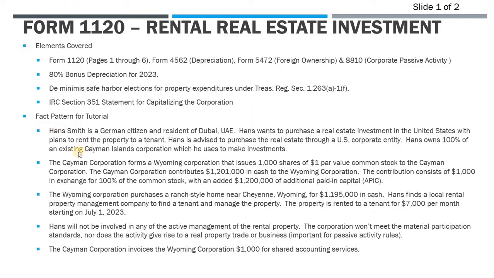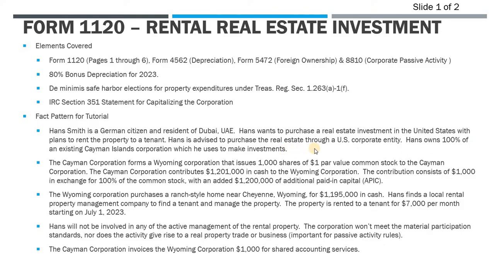All right, so now the fact pattern here. We've got Hans Smith. He's a German citizen, so not a U.S. person, and he lives full-time in Dubai, right? So he was living in Germany, moved to Dubai, and he wants to purchase a real estate investment in the U.S. And the plan is to buy this property and rent it to a tenant.